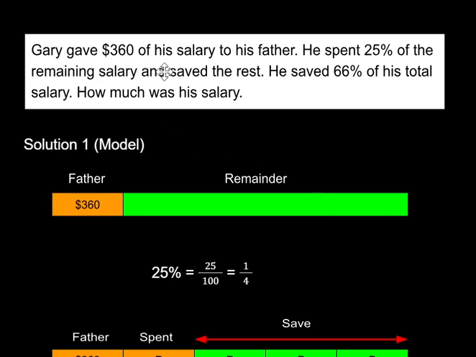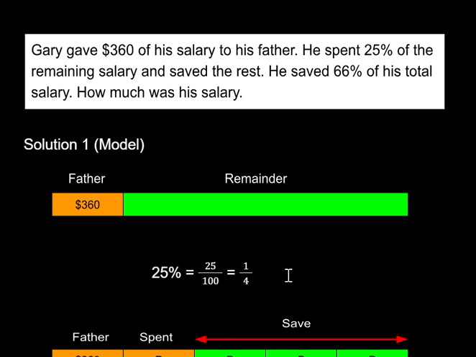Gary gave $360 of his salary to his father. So I just draw a bar for $360, and the rest is just the remainder. So this is his total salary. Okay. Next, he spent 25% of the remaining salary and saved the rest. So 25%, okay, I can convert it to 25 divided by 100, which equals 1/4.